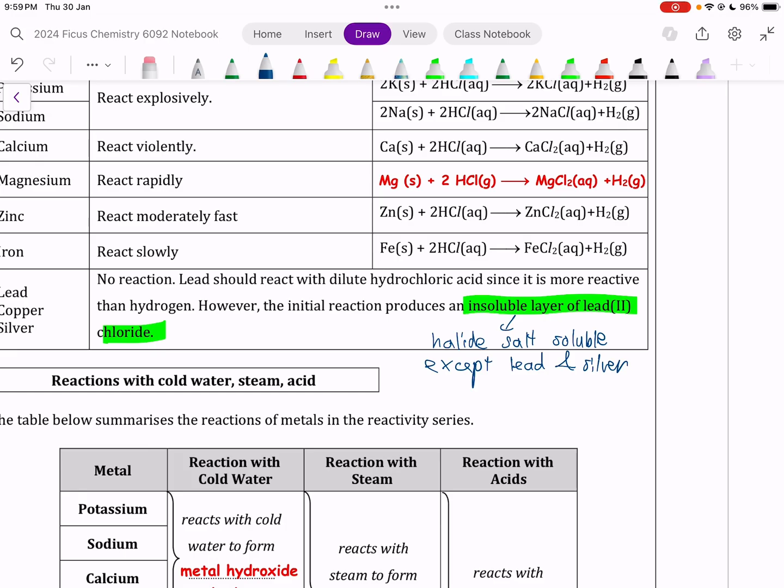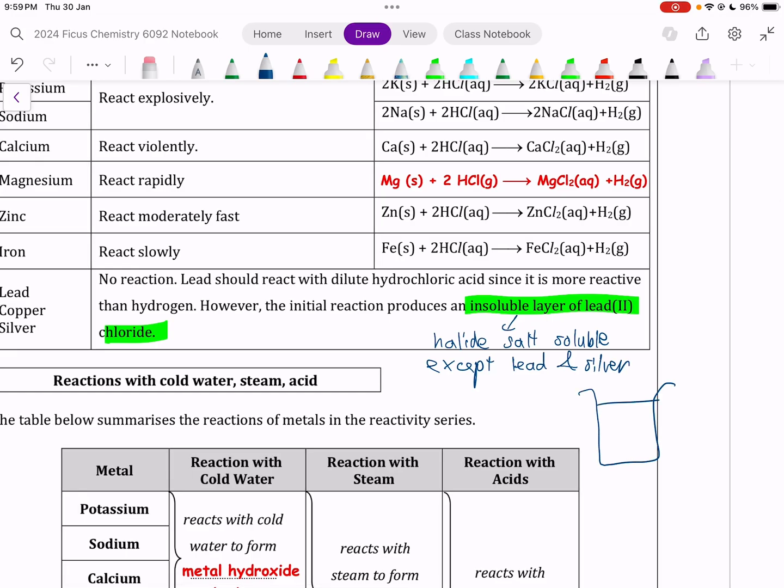So what happens is, let's say you put a layer of lead metal, after a short while you get lead(II) chloride. This one is your hydrochloric acid. So it produces an insoluble layer of lead(II) chloride that prevents further reaction with acid. There's an insoluble layer preventing the metal from reacting further with the acid.